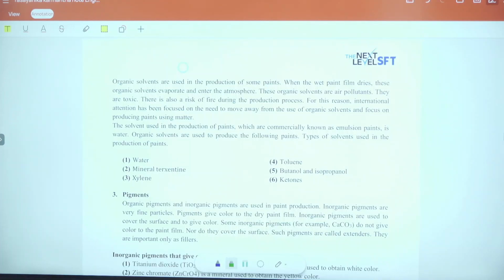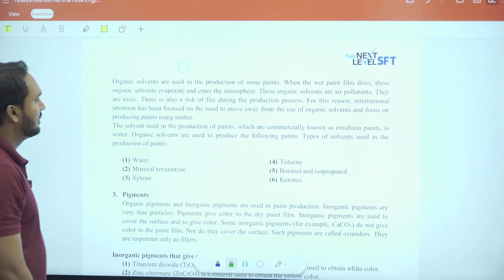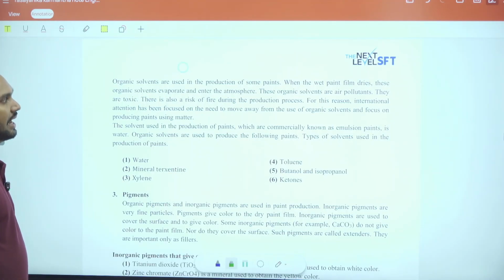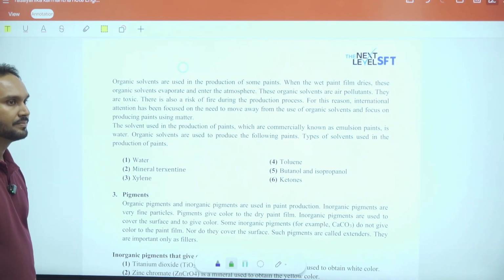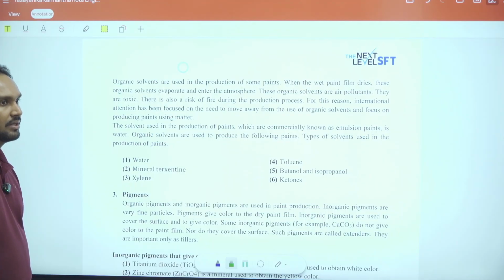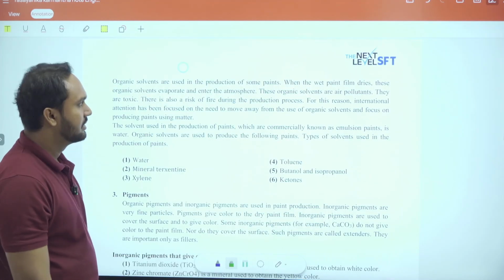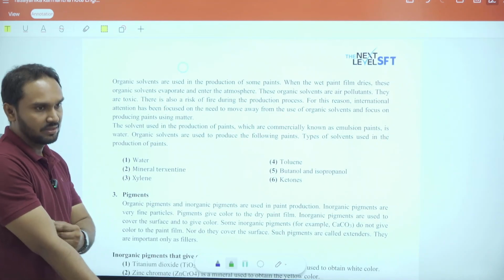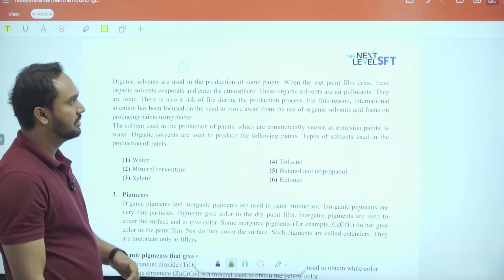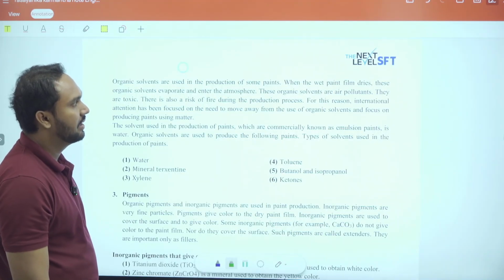Organic solvents are used in the production of some paints. When the wet paint film dries, these organic solvents evaporate and enter the atmosphere. These organic solvents are air pollutants. Like in which paints? Which type of paints? The water is used in the emulsions, the other ones are enamels. In the enamels, they are using organic solvents like thinners. So what happens when you are applying the thinners? The thinner will evaporate to the atmosphere. So the atmosphere will get polluted, right? So that's the issue. These organic solvents are air pollutants.